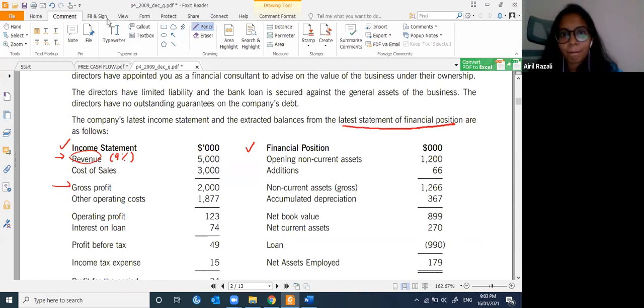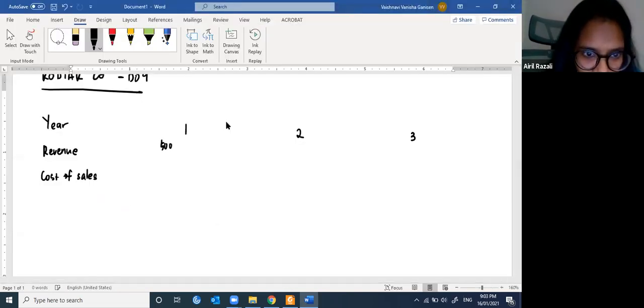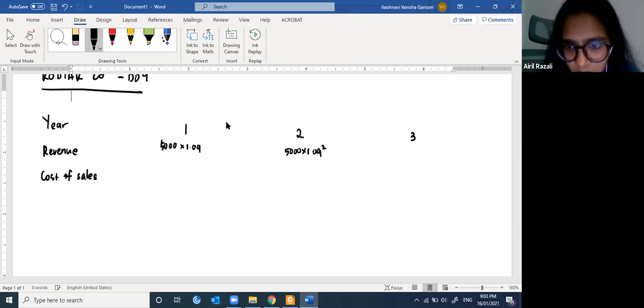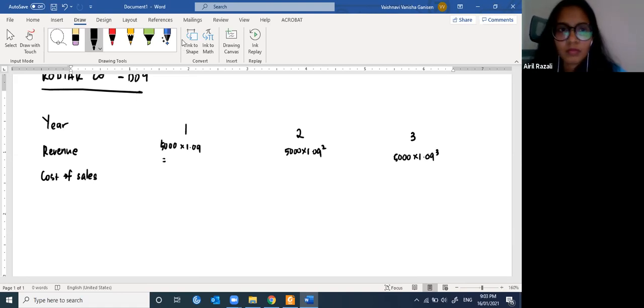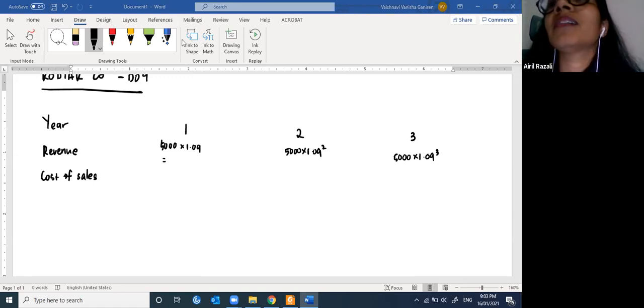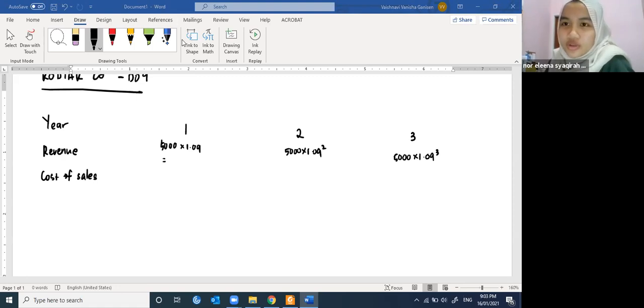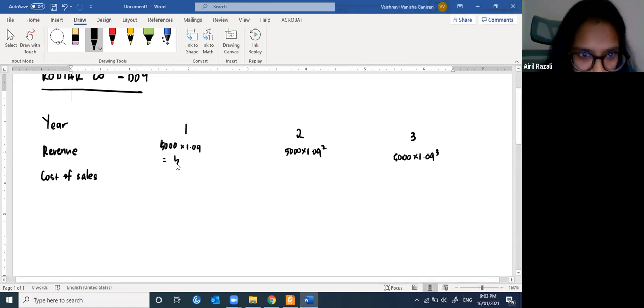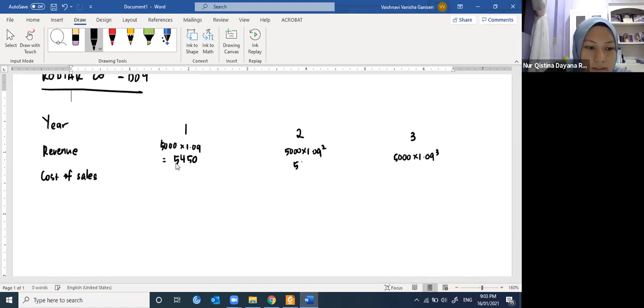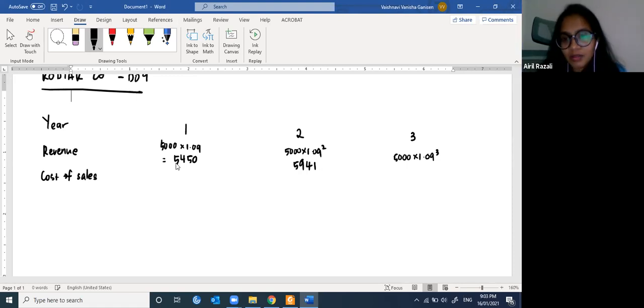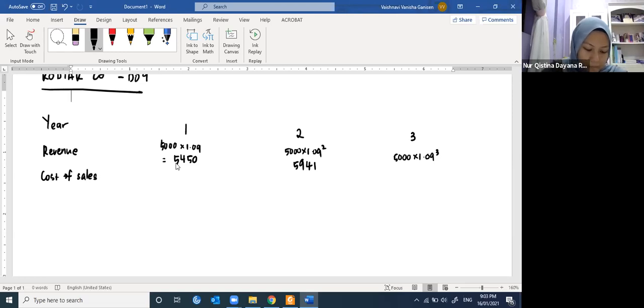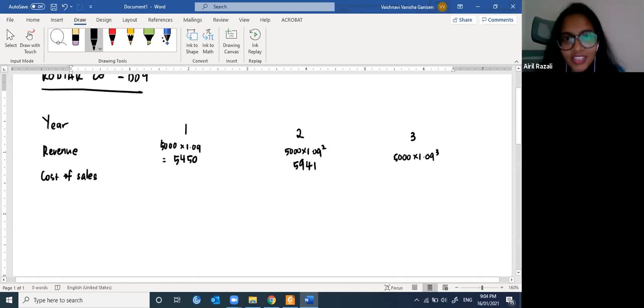I need your help because I don't have a calculator with me. 5,000 multiplied by 1.09. I'm just going to write it small here. You can type for me in the chat box. For year one, the revenue is 5450. For year 2, 5941. And then year 3.